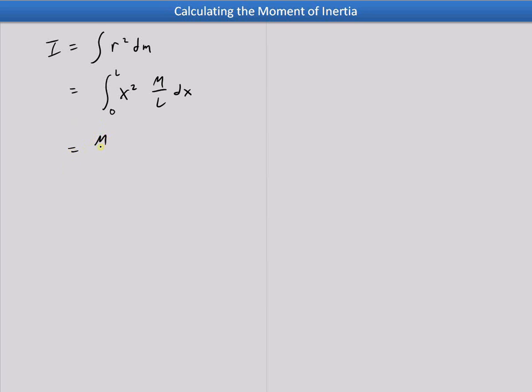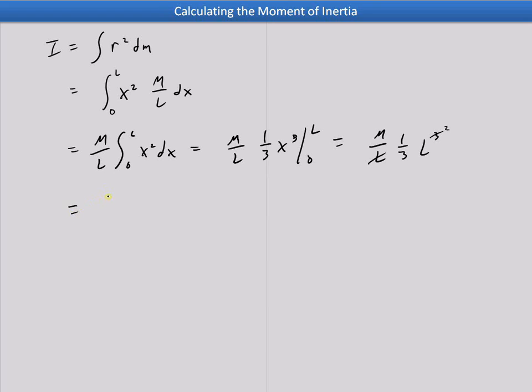So my integral is simply M/L times the integral from 0 to L of x squared dx. That's an easy one. That's M/L times 1/3 x cubed, evaluated from 0 to L, which equals M/L times 1/3 L cubed minus 0. I can cancel out some of this, and I get 1/3 M L squared.